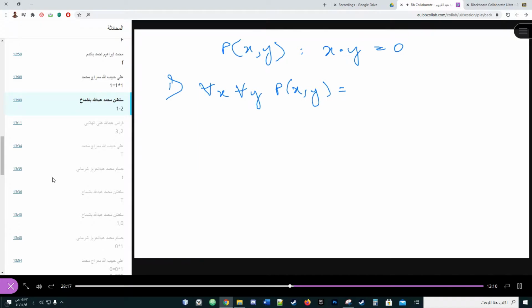Very good. Okay, very good. 1 comma 1. 1 into 1 is not 0. 1 into 2 is not 0. 2 into 3 is not 0. So this can never be true for all. It can never be. So this is clearly a false. Okay, let's look at another example.